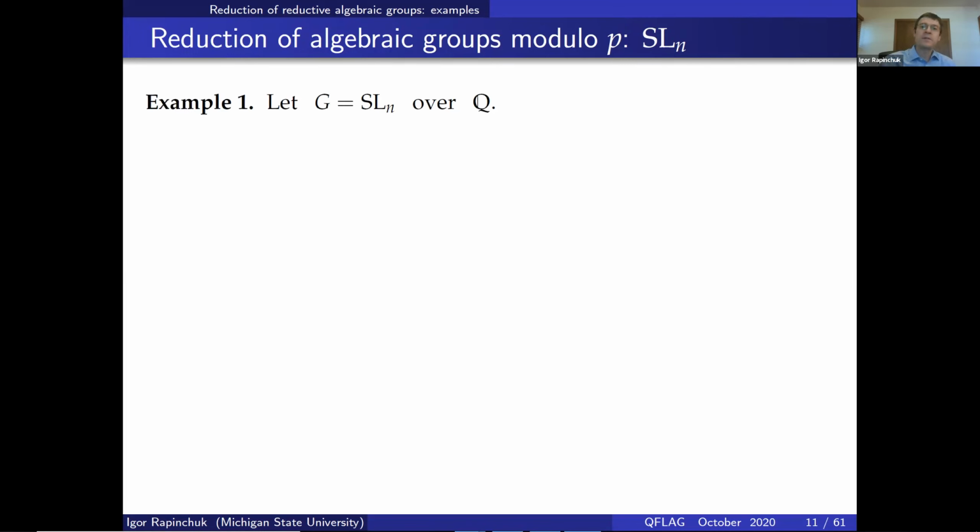Okay, so let's first look at the group SL_n. Well, so first let's think about this a little informally. So this algebraic group is defined by the condition that the determinant is equal to 1. So of course, that's a polynomial condition with integer coefficients, which we can then reduce modulo p. And then we get a similar condition over the finite field F_p. So this suggests that the reduction of SL_n mod p is again SL_n, but over the finite field F_p.